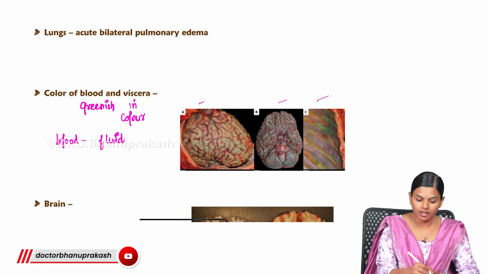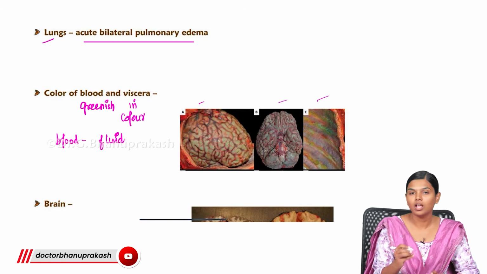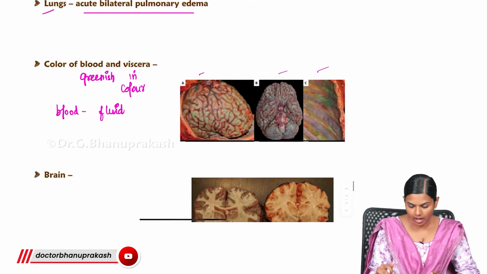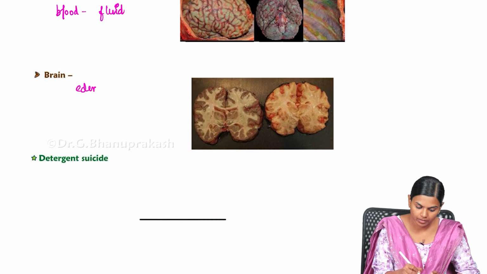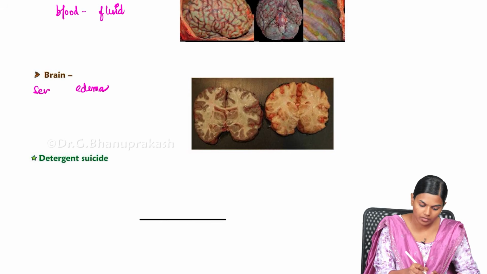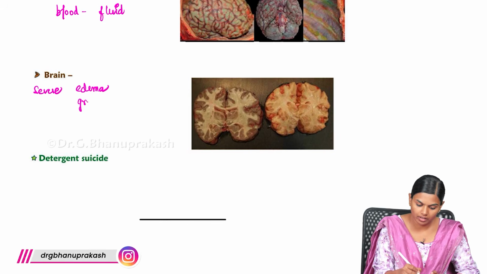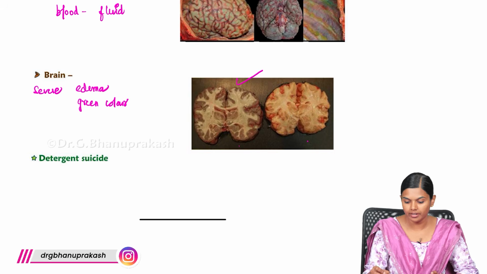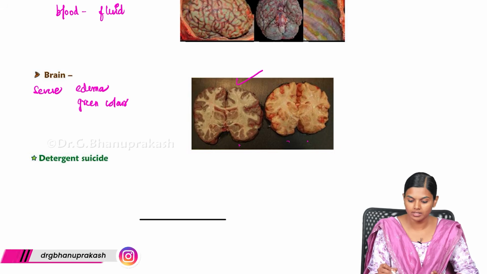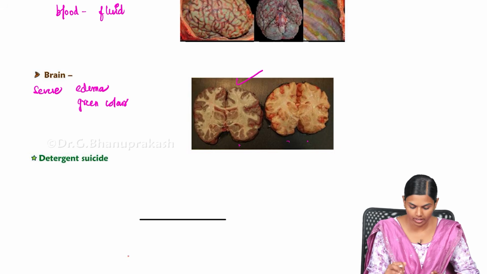And in the lungs, because of this acute lung injury, you will be getting acute bilateral pulmonary edema, and in the brain you will be seeing edema. Severe edema will be there and it will be green color. All the grey matter, white matter, everything will become green. Like you can see the difference. It will be severely edematous along with the greenish discoloration.